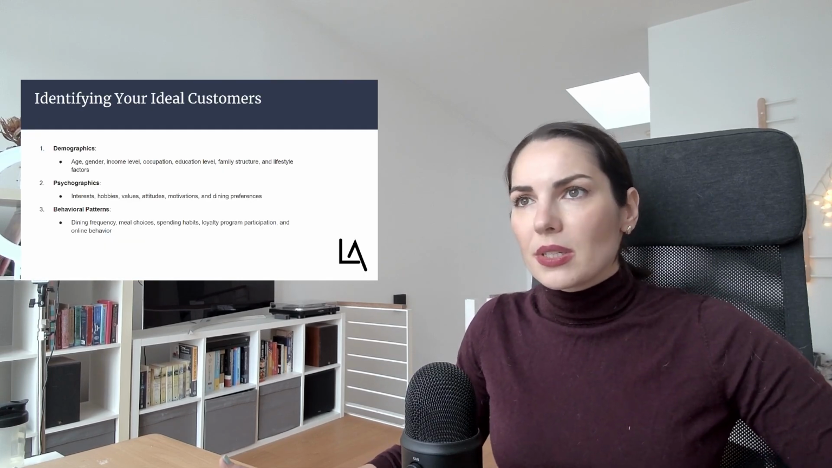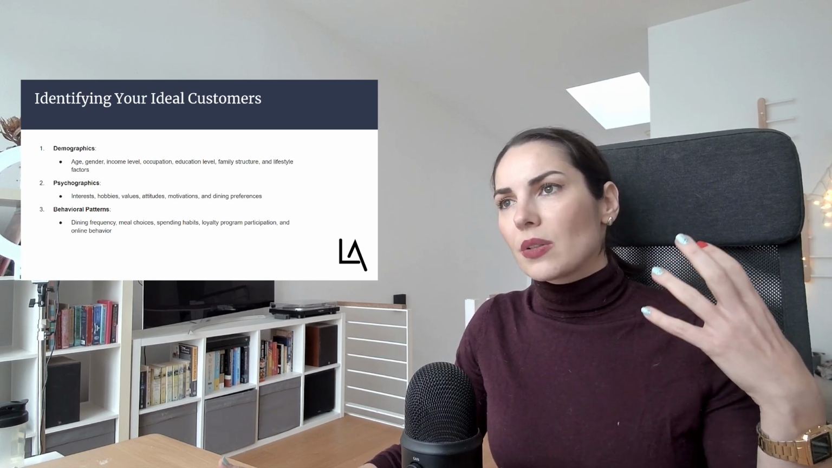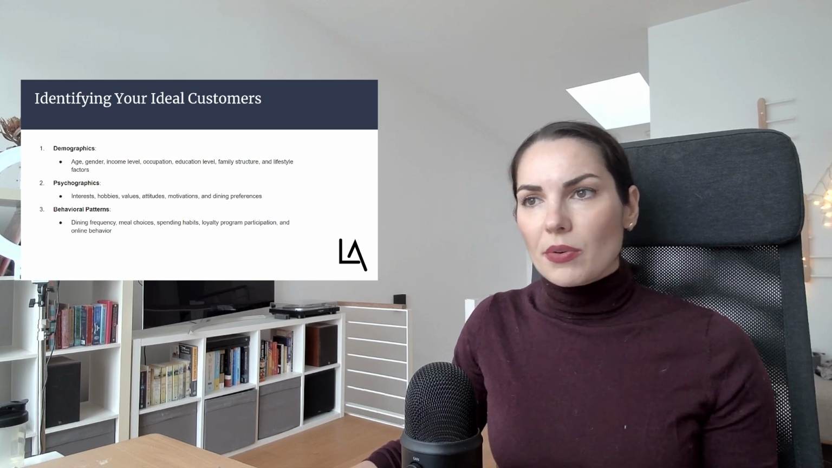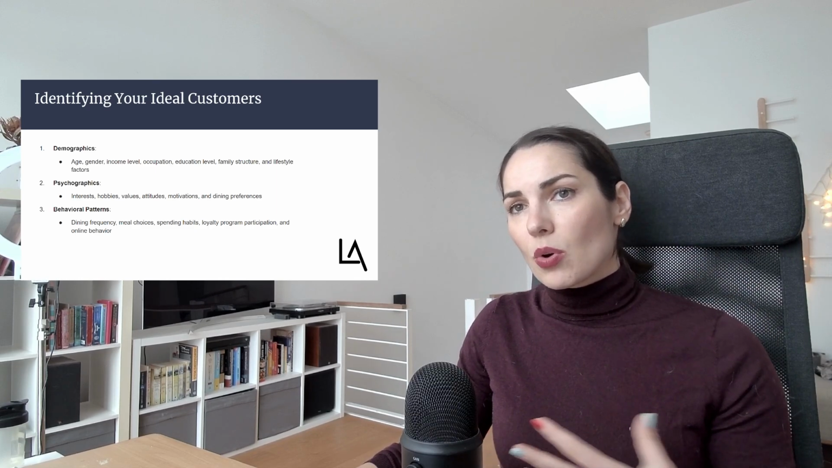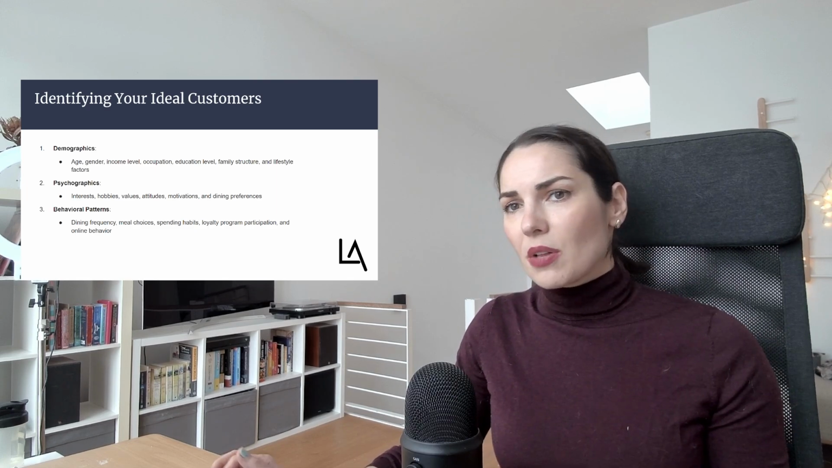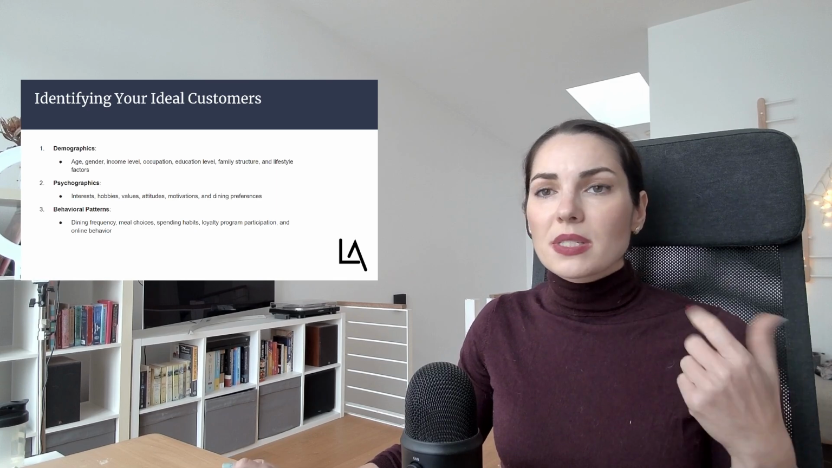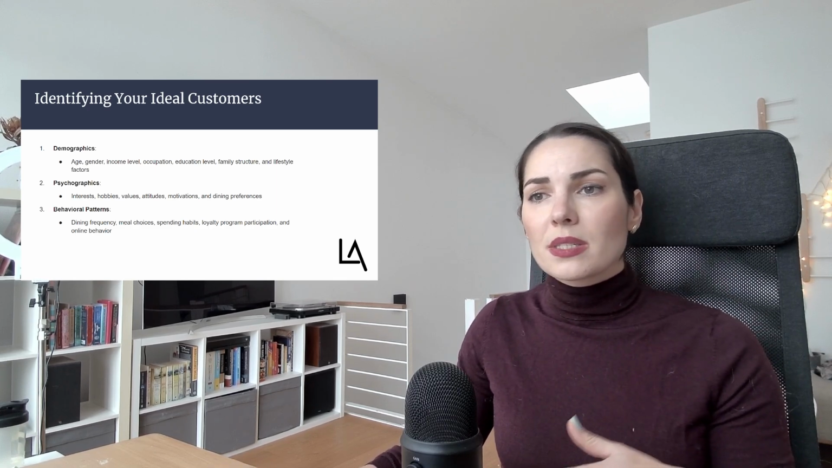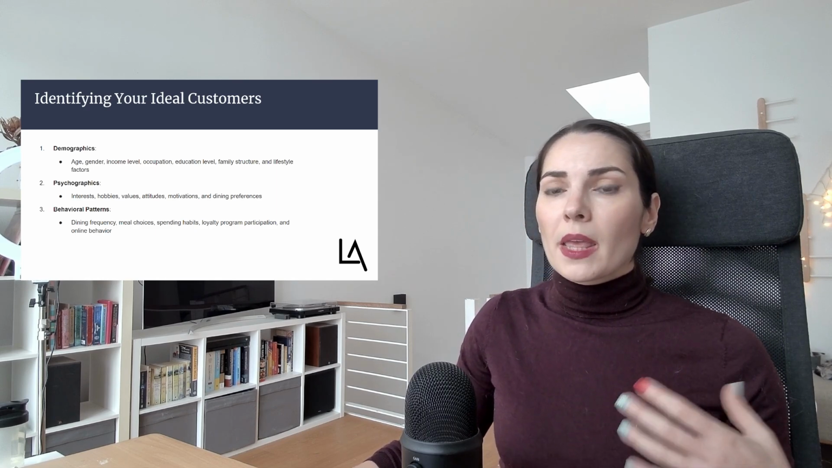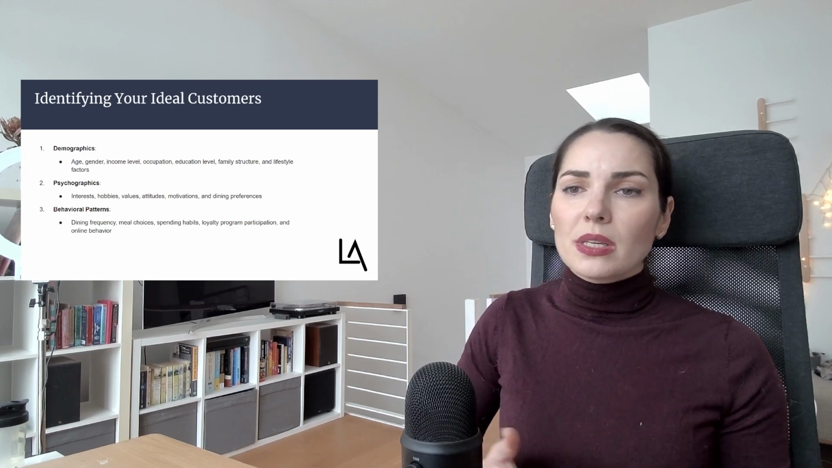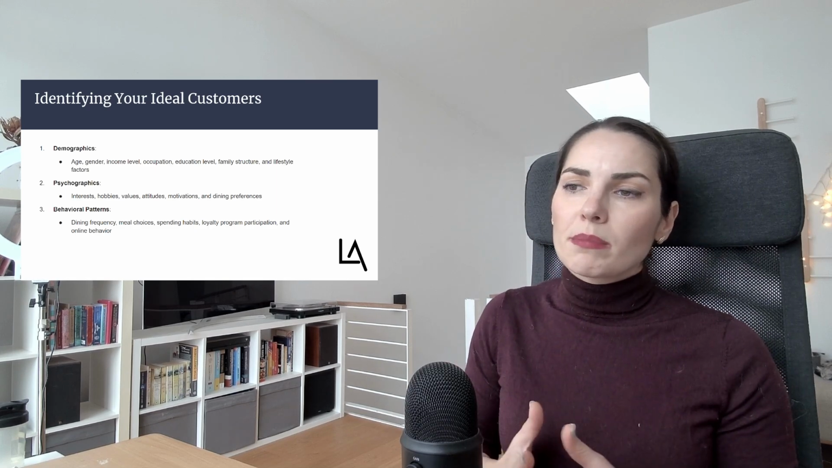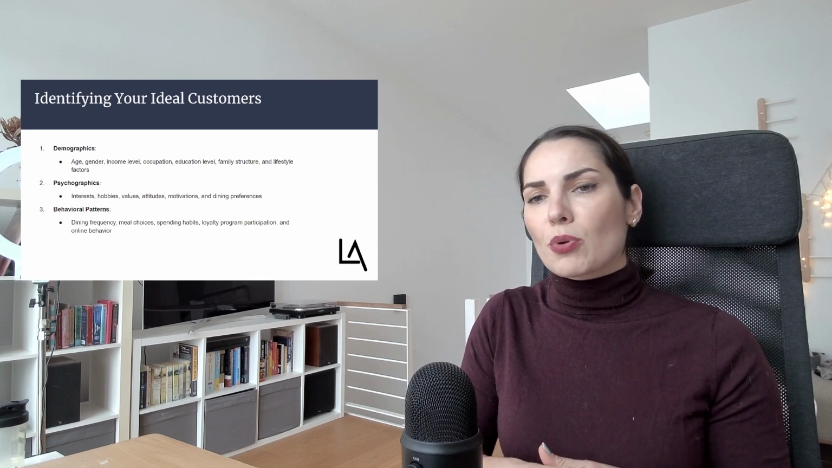So how do you identify your ideal customers? There are a few ways you can think about this. And again, depending on your establishment, these could vary, but in general, we're talking about demographics, which is age, gender, income level, occupation, and some lifestyle factors. We also have psychographics, meaning the interests and hobbies, perhaps values, attitudes, motivations, dining preferences, and of course you have your behavioral patterns. How often do they eat? What kind of choices do they make when it comes to their meals? How do they spend their money? Do they participate in loyalty programs, etc.?